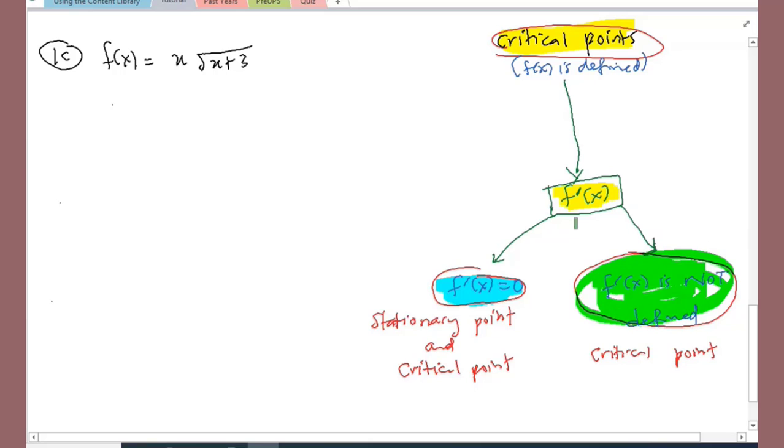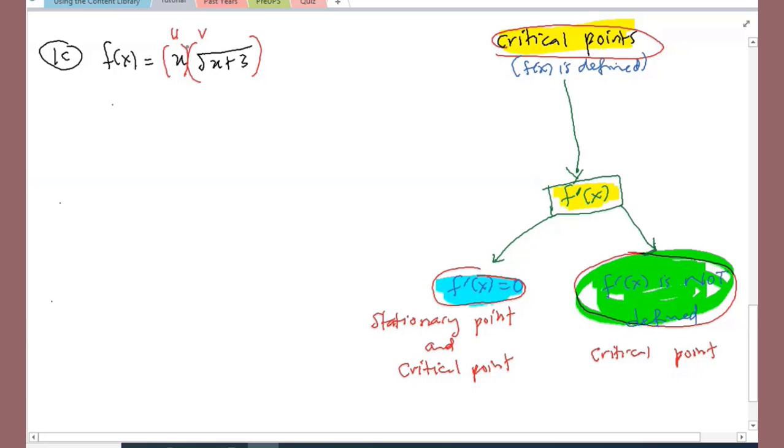So make sure for critical points you have two things. Find f prime of x first, then check when f prime of x is equal to 0, that is called a critical point and a stationary point. And when f prime of x is not defined, this one is considered only a critical point. And then try this one, 1c. Differentiate 1c.